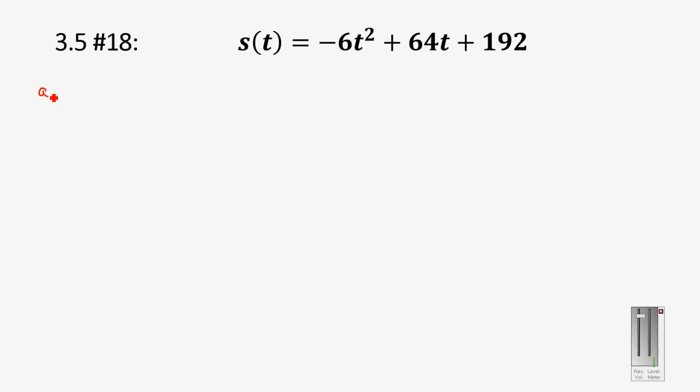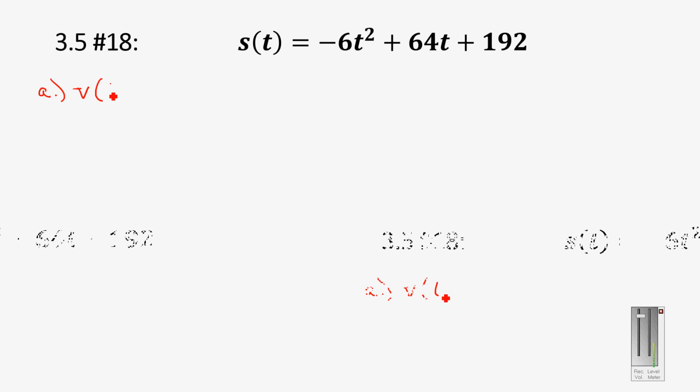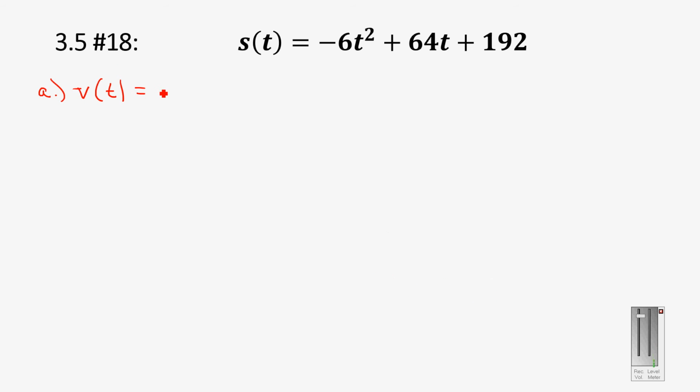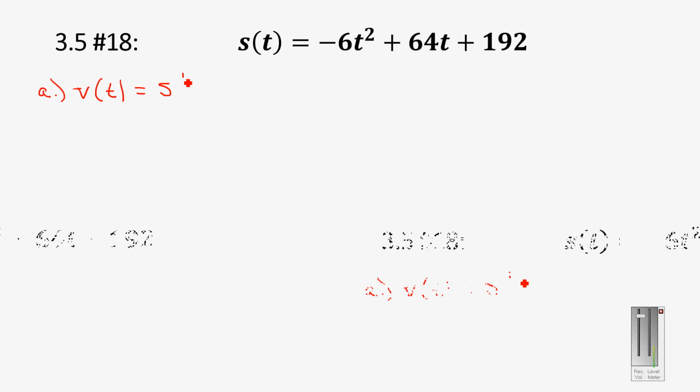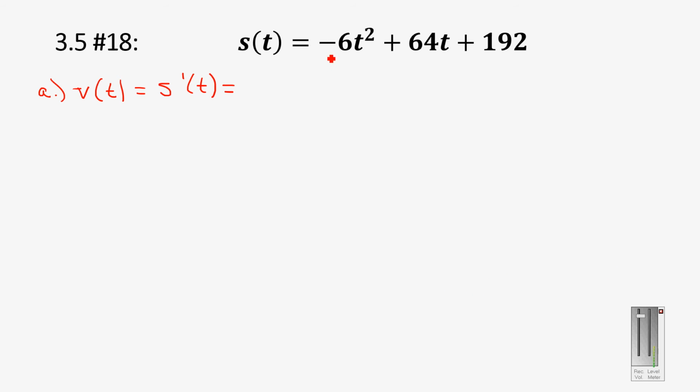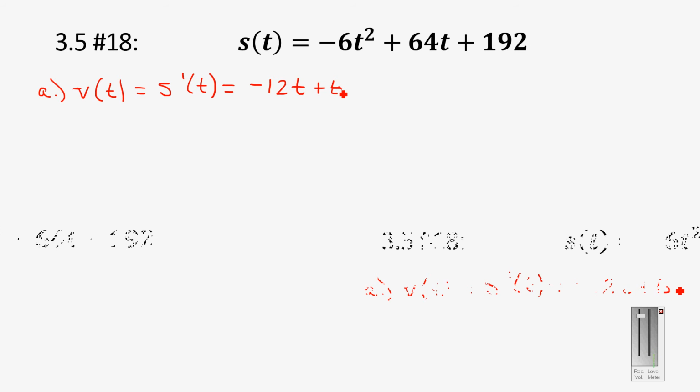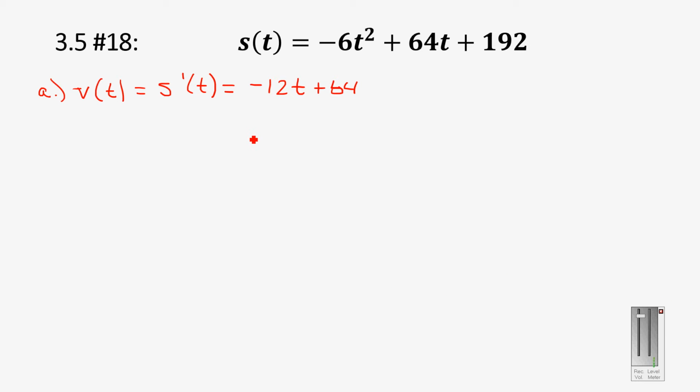So I'll actually write a here. This is part A. So I want to know what v of t is. Well, we know v of t is actually the derivative of the position function, so s prime of t. So we just take the derivative here. We get negative 12t plus 64. That answers part A there.